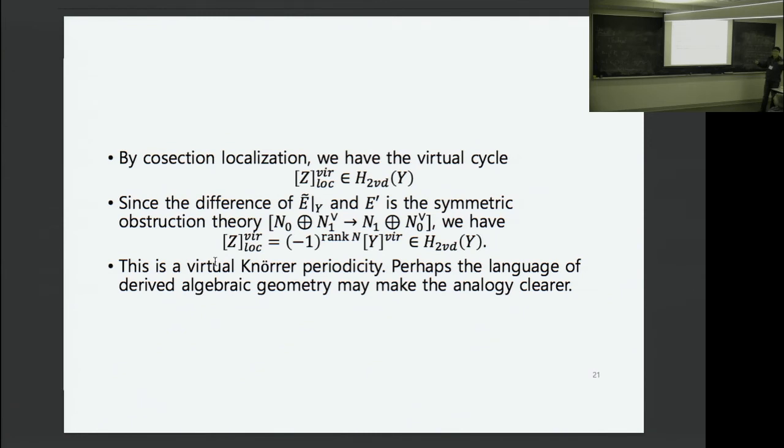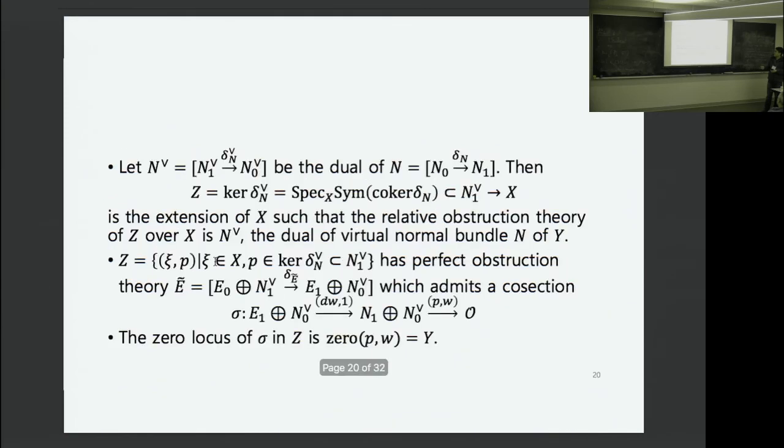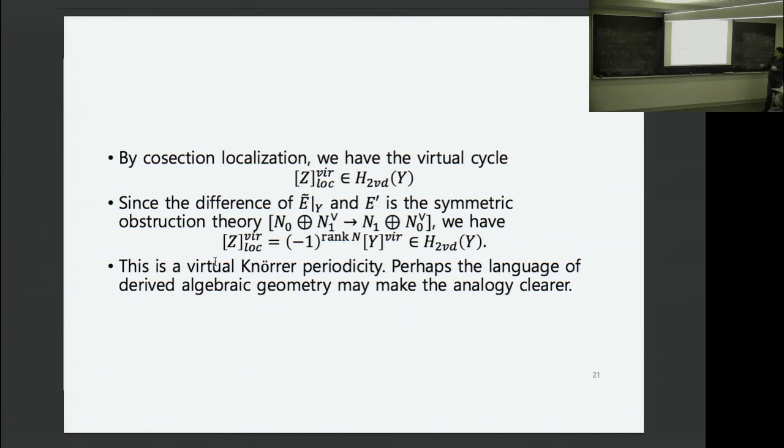Now E tilde is the virtual perfect obstruction theory for Z. And the difference of the perfect obstruction theory for Z and Y is the symmetric obstruction theory like this. And the virtual cycle for the symmetric obstruction theory is just a sign, plus 1 or minus 1, minus 1 to the power of rank n. So the virtual cycle for Y is related to the virtual cycle of Z by this formula. So this is our virtual Knorrer periodicity.